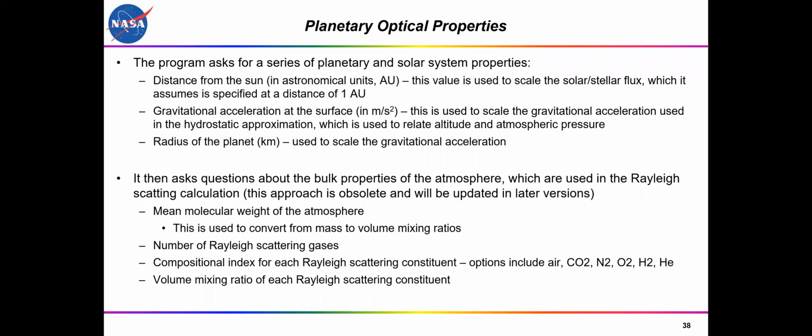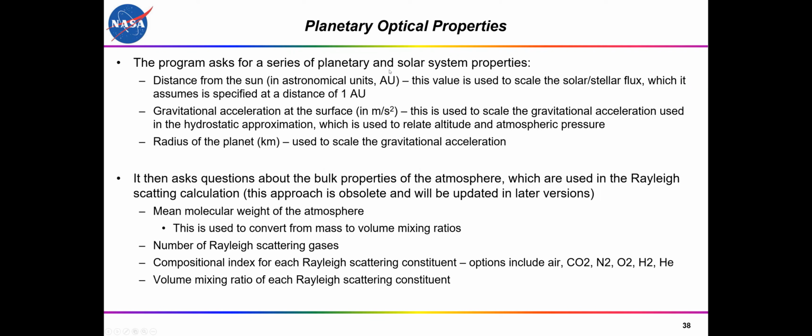Then it's going to ask you some important questions about where your planet is. This is a very, very general code. So it's going to ask you things like how far from your star is it? Even if you're looking at an exoplanet with a different kind of star than a G star, it'll take that information. It reads your solar flux file and gets that information out of that. But it needs to know where your planet is relative to that star.